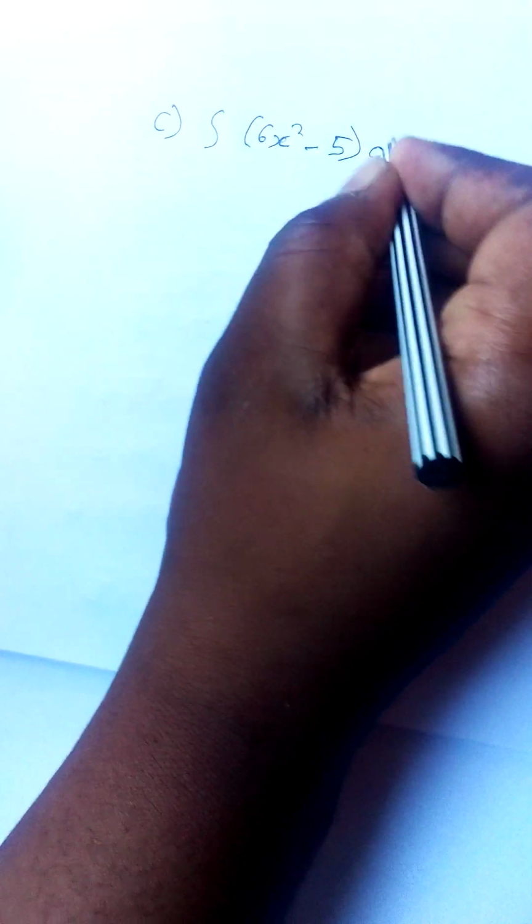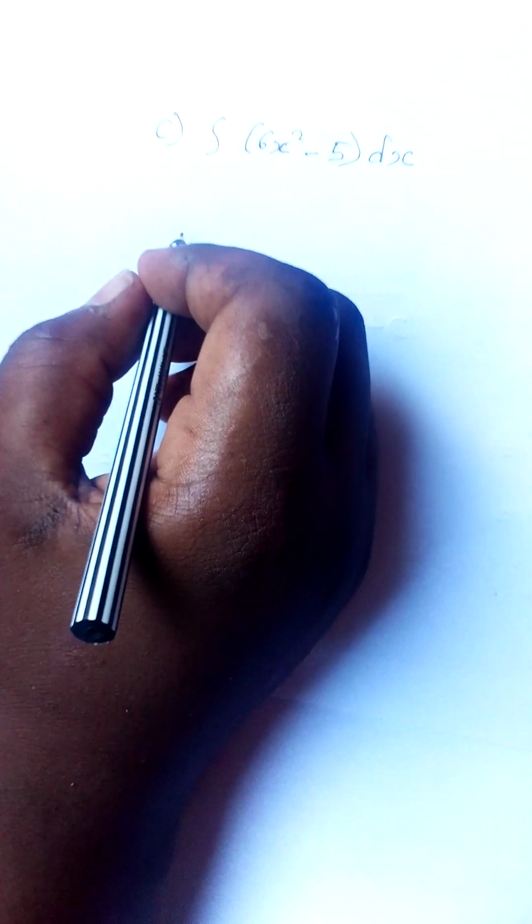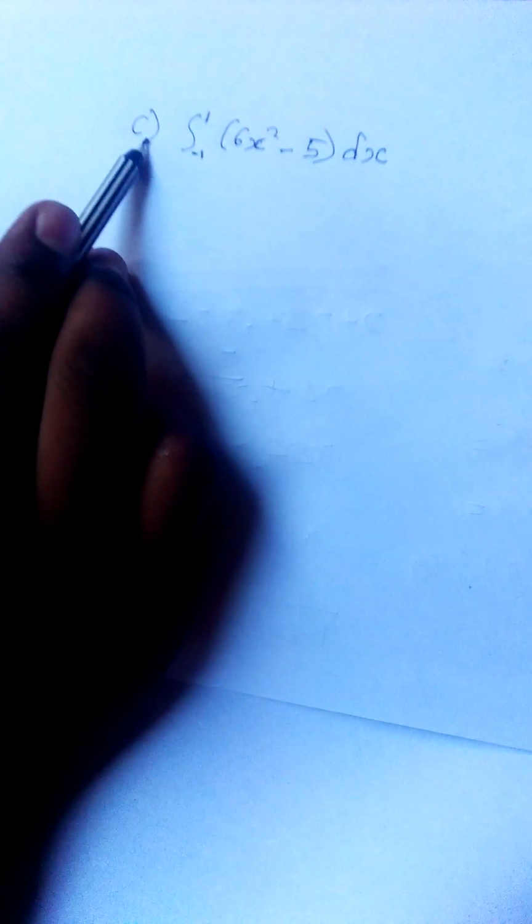We say the integration of 6x squared minus, let's say, 5 with respect to x. Sometimes they will say 1 on top there, and then here they will say -1. Now if a question comes like this, we have a number there and a number there.